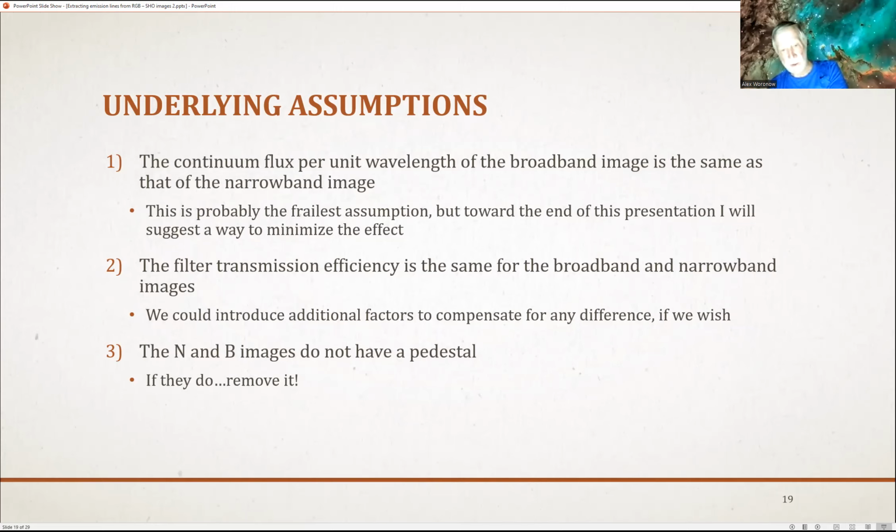The other assumption, number 2, is that the filter transmission efficiencies are the same for the broadband and the narrowband image. If not, we can introduce another factor, the ratio of the efficiencies, and solve that. But most modern filters, both broadband and narrowband, are pretty efficient, almost always above 95%, and often above 98%. And finally, when processing, you have to make sure that your narrowband and broadband images don't have a pedestal. If they do, the equations don't hold, so simply remove that pedestal before you do the calculations.